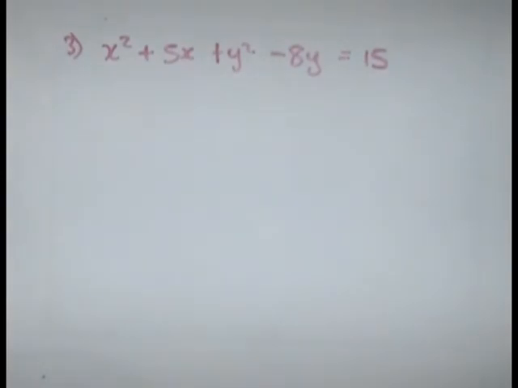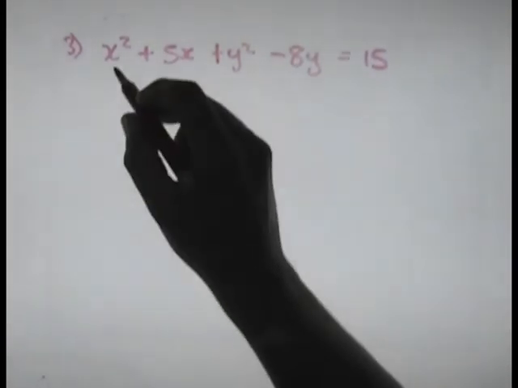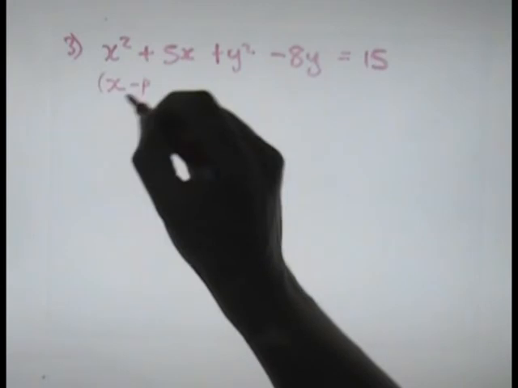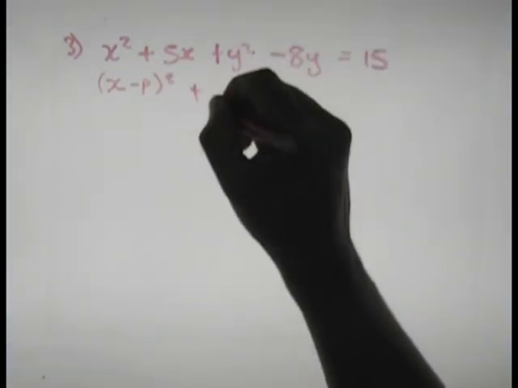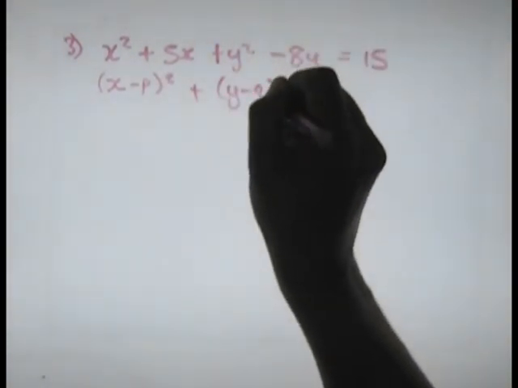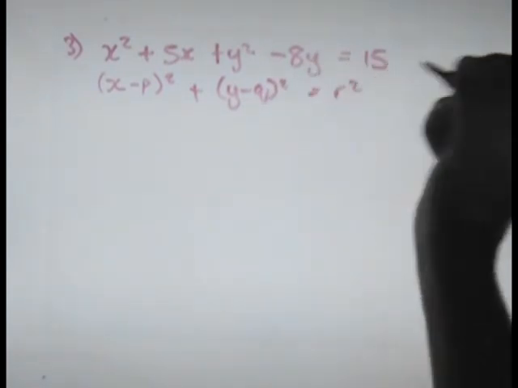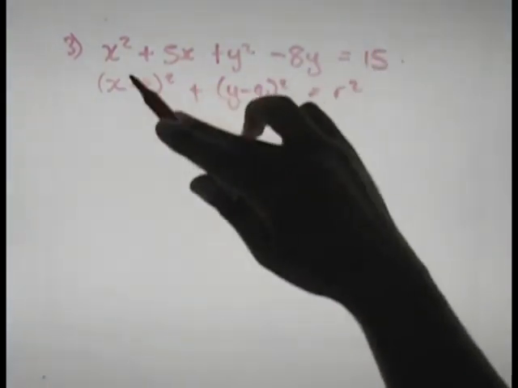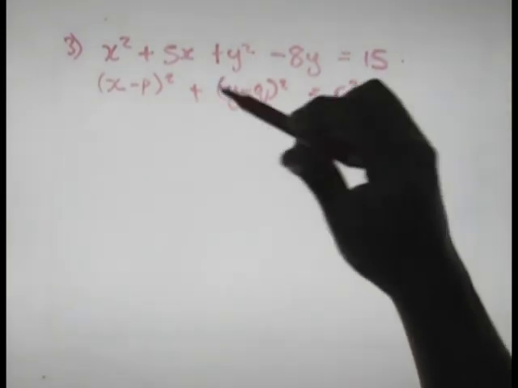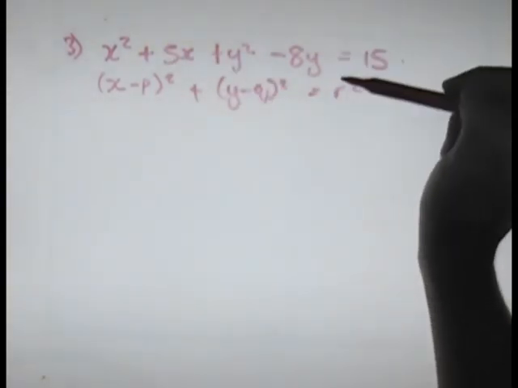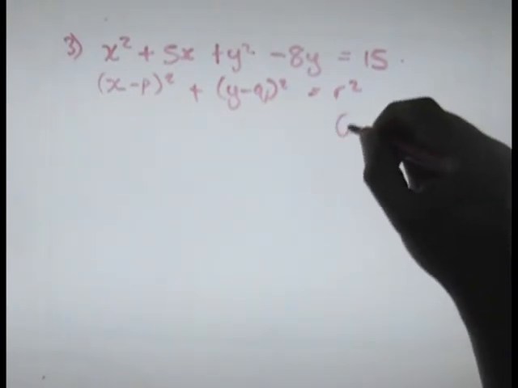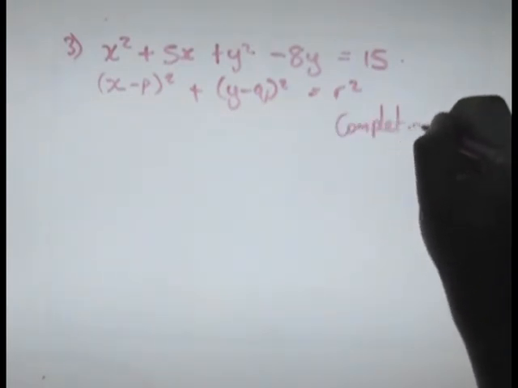Number 3 that I gave you to do reads x² + 5x + y² - 8y = 15. There is a slight problem with this. More than a slight problem, there's a big problem. We want it in the form (x - p)² + (y - q)² = r². This is definitely not in that form. In order to get it to that form though, we are going to have to use a technique called completing the square.